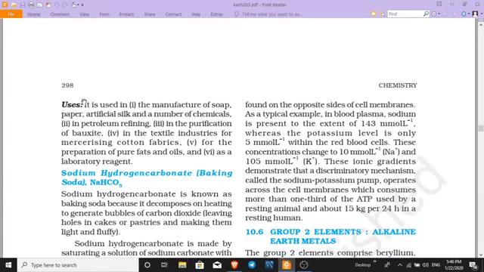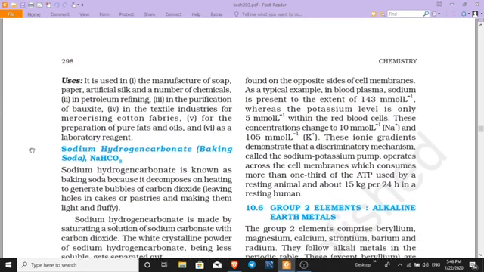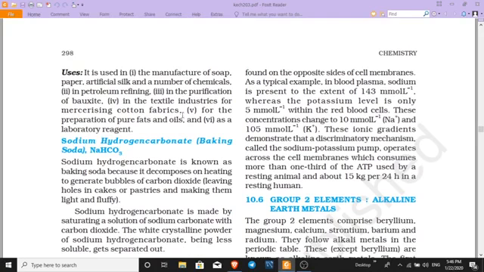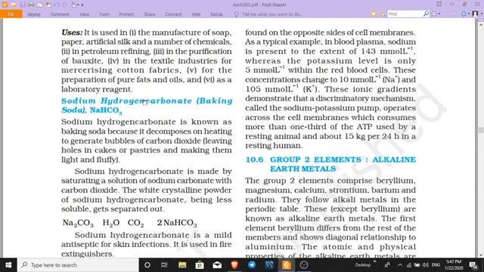Now what are the uses? It is used in manufacture of soap, paper, artificial silk and a number of chemicals. In petroleum refining, in the purification of bauxite, in the textile industries, for mercerizing cotton fabrics, for the preparation of pure fats and oils, and as a laboratory reagent.